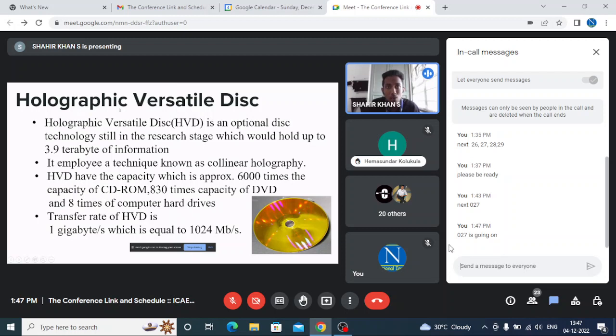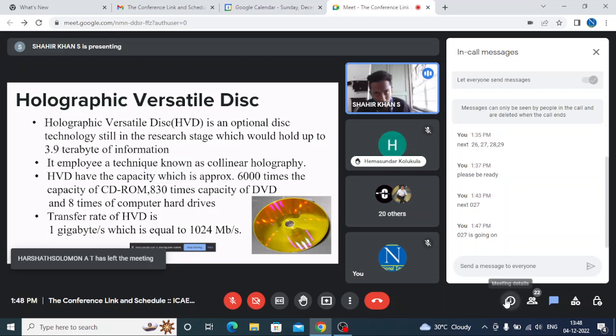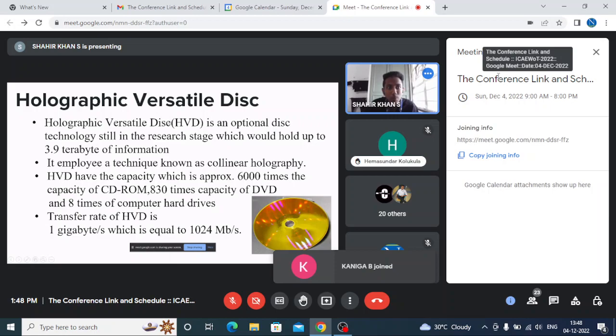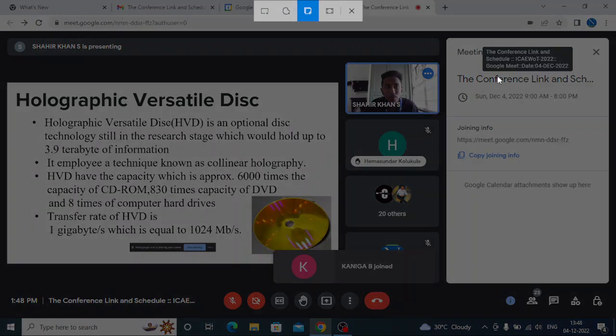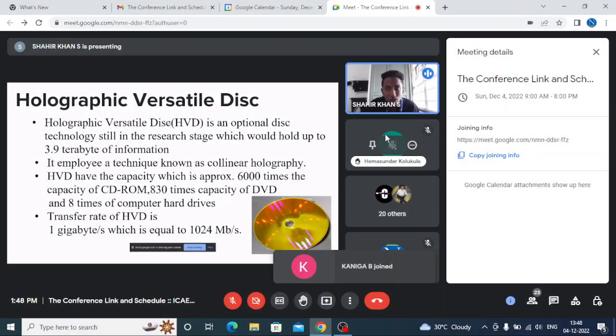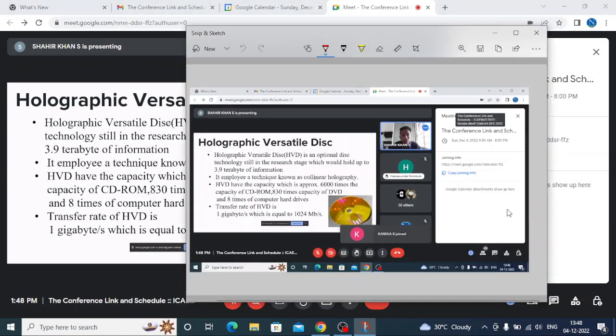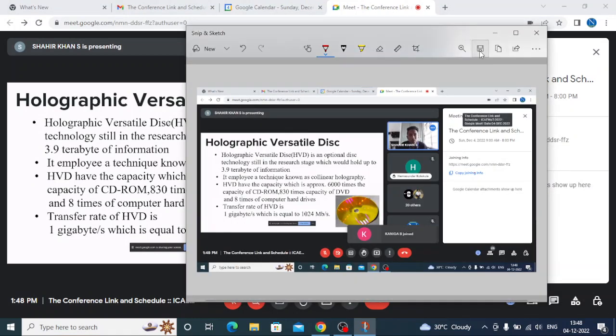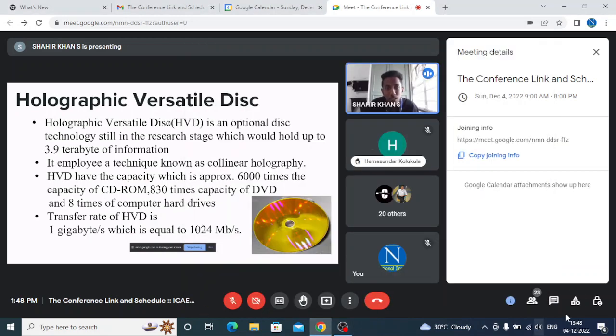The next is the holographic versatile disk. Holographic versatile disk (HVD) is an optional disk technology still in the research stage, which would hold up to 3.8 terabytes of information. It employs a technique known as collinear holography. HVD has a capacity approximately 6,000 times the capacity of CD-ROM, 830 times the capacity of DVD, and 8 times that of computer hard drives. The transfer rate of HVD is 1 gigabyte, which is equal to 1024 megabytes.